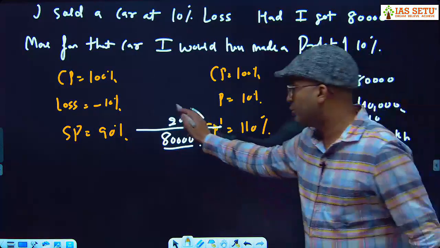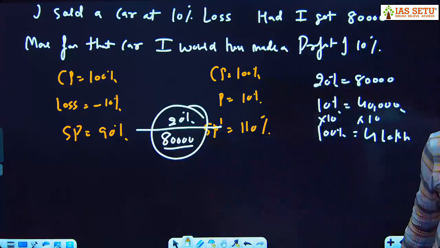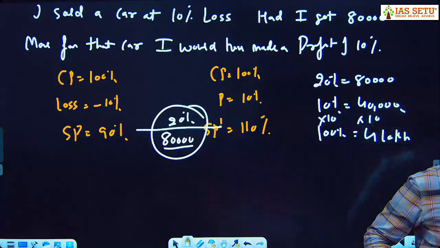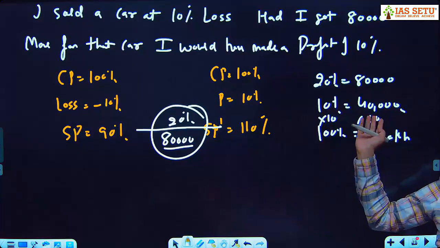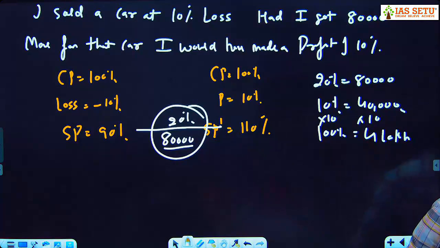See, this is important. There is a difference of 20% in the selling price as far as percentage is concerned, and there is a difference of 80,000 in term of rupees. Equate. So 10% 40,000. So what is the cost price of the car for me? 4 lakh.